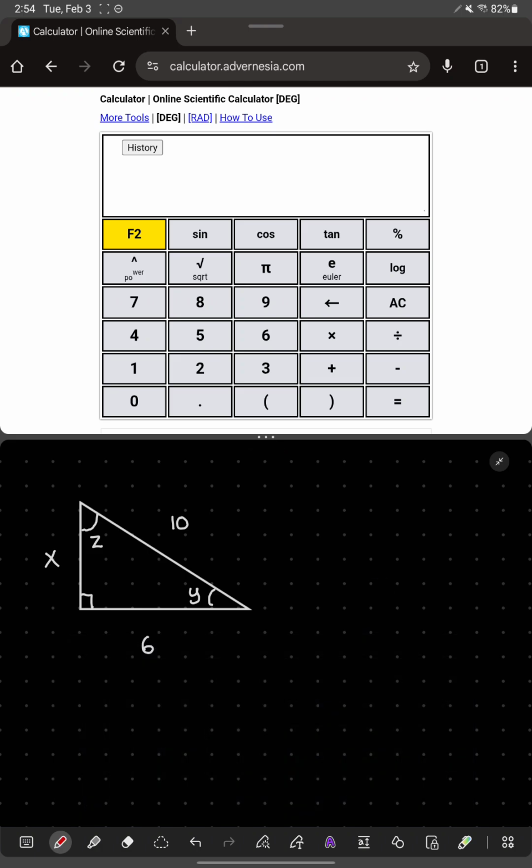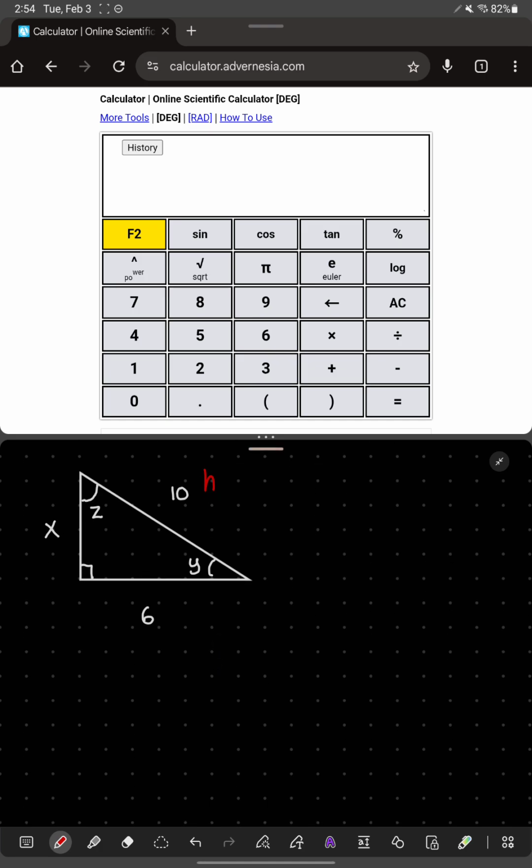One thing I can do is I can label it. 10 is the longest, so we just call that hypotenuse, or h. Then we look at 6, so we see that 6 is the adjacent side. It's next to this angle that we call y. We're going to focus on y first.